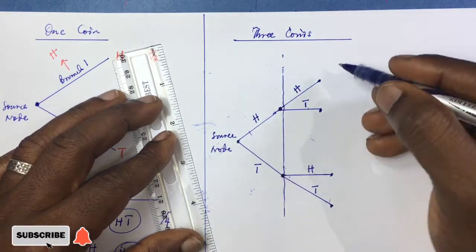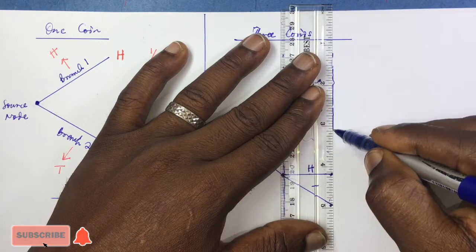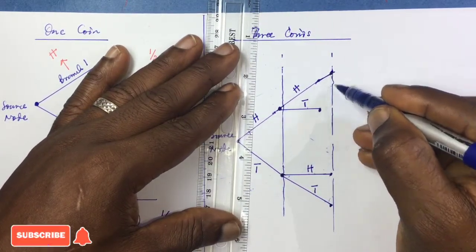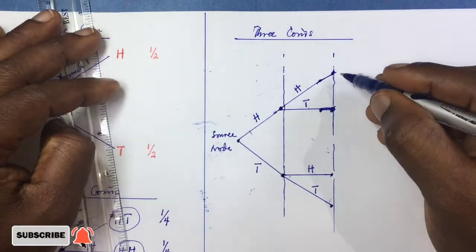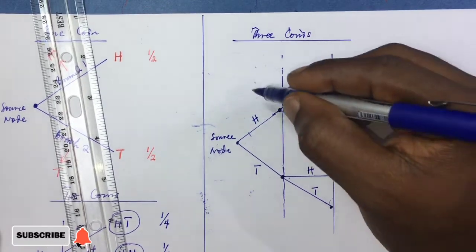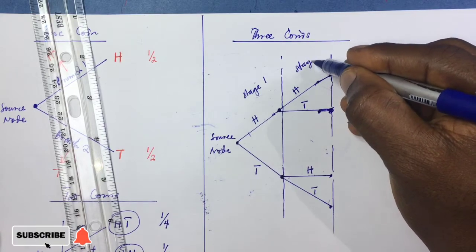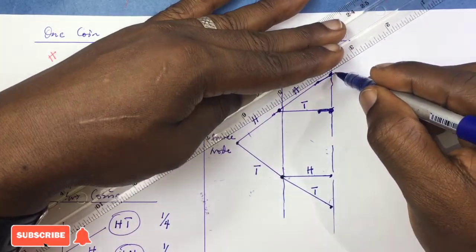Now, certainly it does not stop here. This stage is not complete. So let me bring this here. Okay. Now, because there are 3 coins involved, you would have 3 stages. So this is stage 1 for the first coin, stage 2 for the second coin, and we would have a third stage, stage 3 for the third coin.